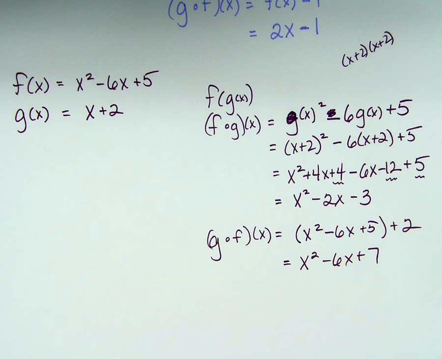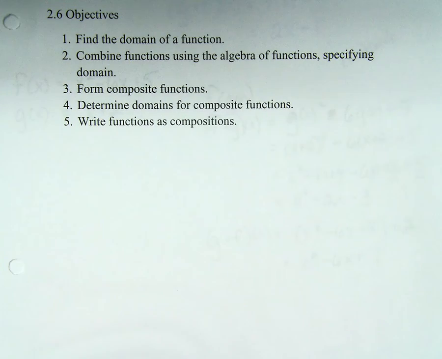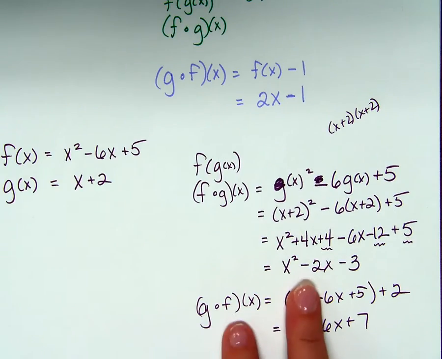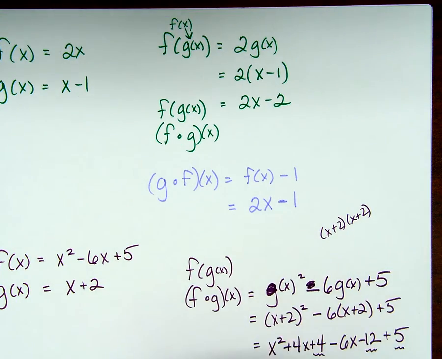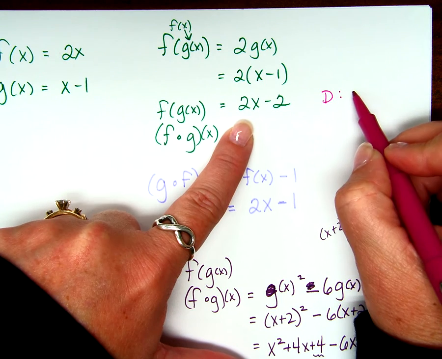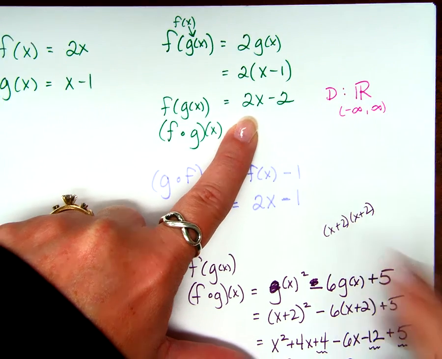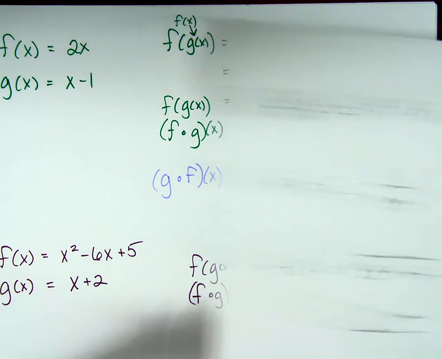You understand composition of functions? Does that make sense? Okay, so 3 was form composition of functions. 4 is determine domains for composite functions. Well, let's look back at these two that we just did. If I'm looking for my domain in f of g of x here, that's just a line. What's the domain of a line? All real numbers. If you're comfortable with the first couple domains we did, you're comfortable with these, right?